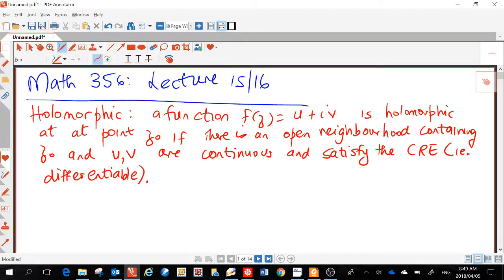Cauchy-Riemann equations, ux equals vy. In other words, ∂u/∂x works out to ∂v/∂y. When you calculate the two, you must get the same answers. That proves that the first Cauchy-Riemann equation is satisfied. And then vx equals minus uy. That's the second Cauchy-Riemann equation.